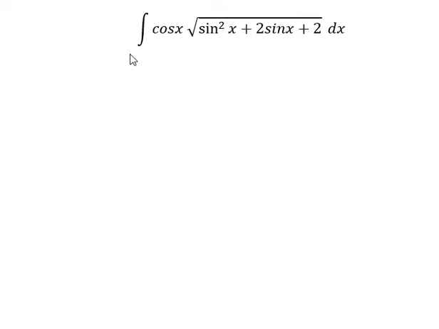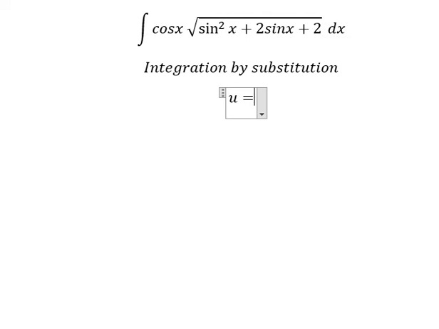The topic today is about integration. So now I will show you how to answer. We need to use integration by substitution. So I will put u equals sine x.